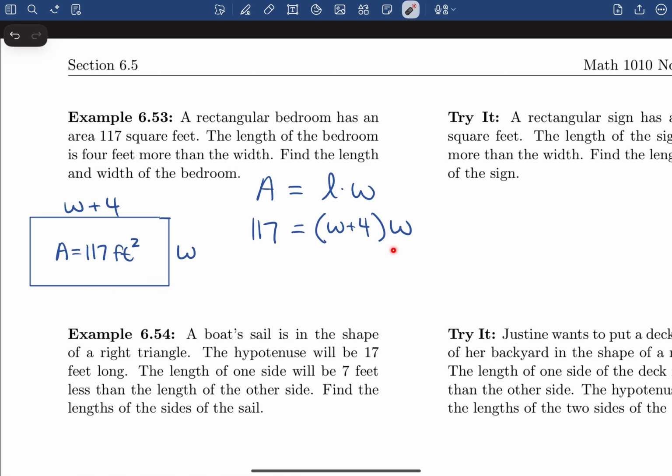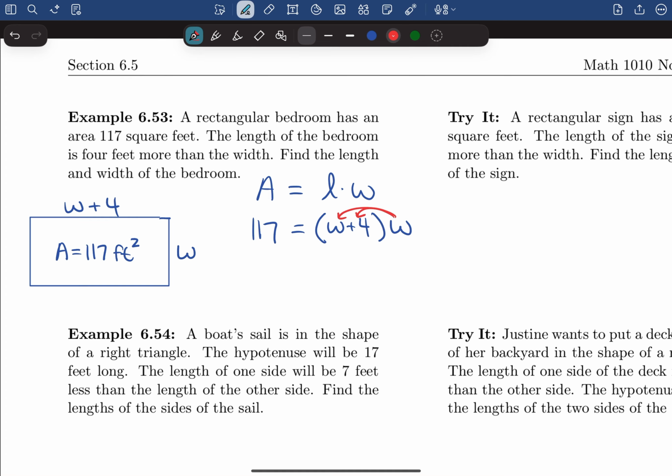But this is a quadratic equation, and perhaps I can solve it. So let's go ahead and solve this quadratic equation by distributing this W into both these terms, right? And W times W would give me W squared.